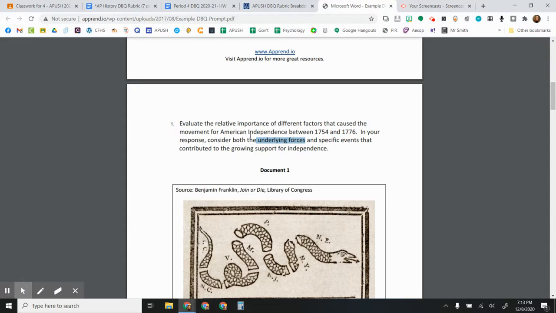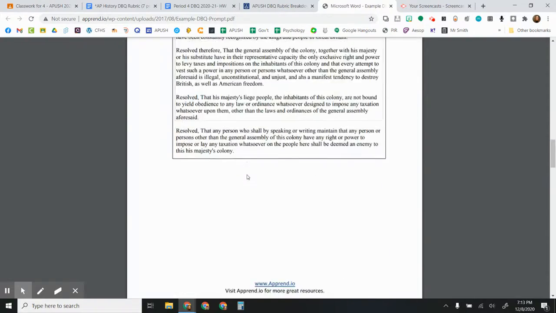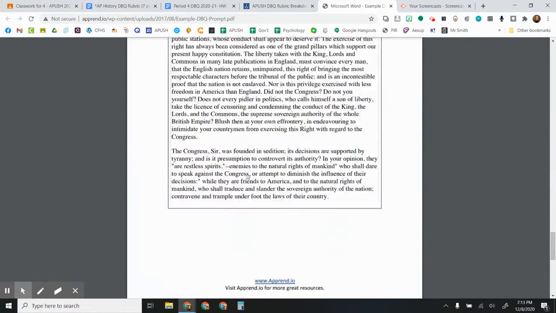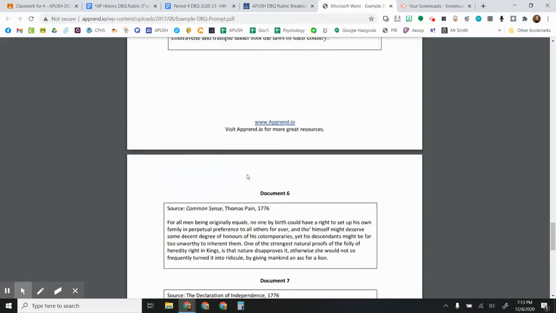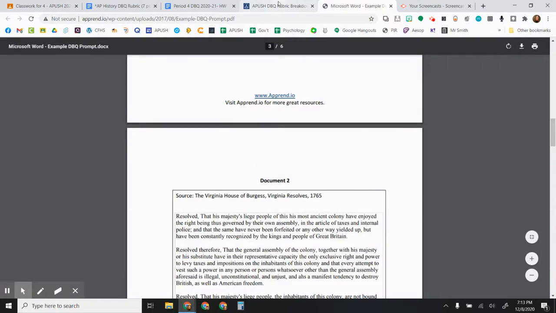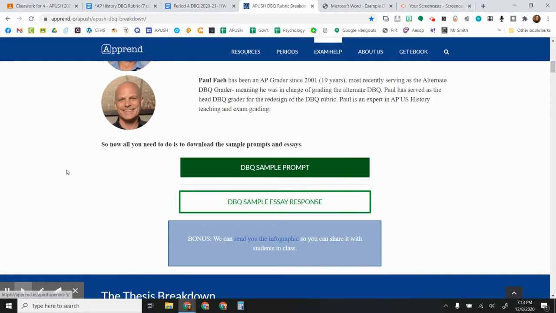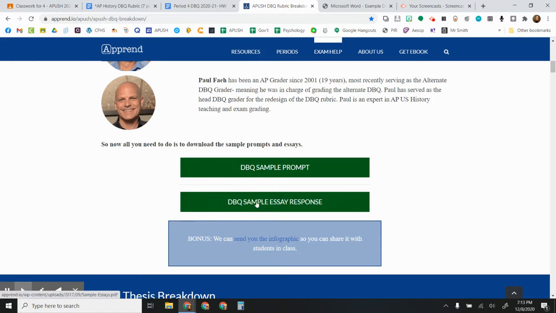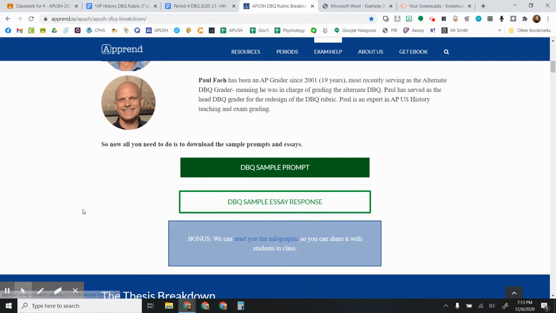So again, you're looking at this, you have to do all of these things. You are evaluating and quantifying, and you're looking at both underlying forces and specific events. So this gives you 7 documents to use in this example that they're showing. Okay. And now let's go back and look at how they break this down. If you want to, you can look at the actual sample essay responses, and you can see what the 7 looks like, or what I think there's a 1 and maybe a 4 in there.